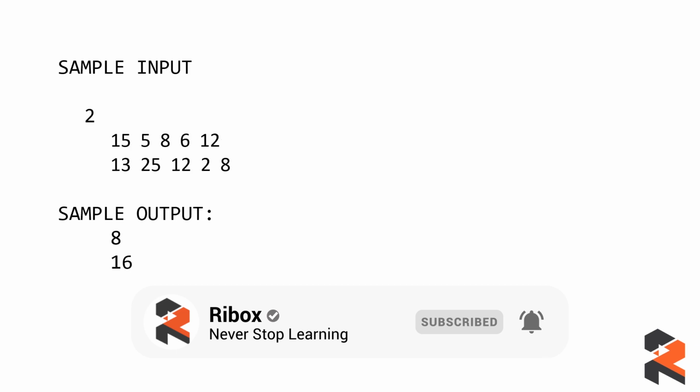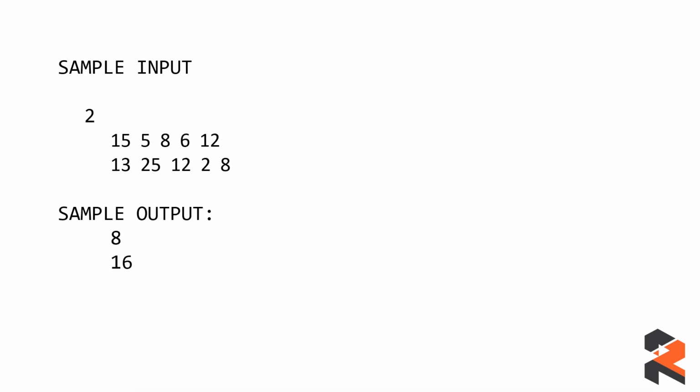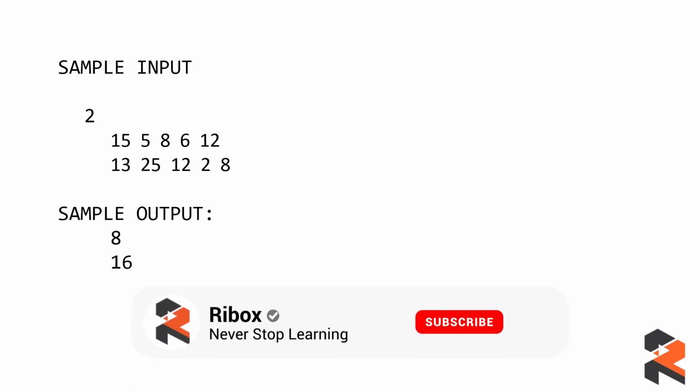First of all we have 2, that is the number of test cases we are dealing with, and then we have two different sets of numbers as input, for which we get the outputs 8 and 16. For the first set of input, which is 15, 5, 8, 6 and 12, the sample output is 8, and for the second one, which has 13, 25, 12, 2 and 8, the sample output is 16. Now let's understand how we arrived at this output.